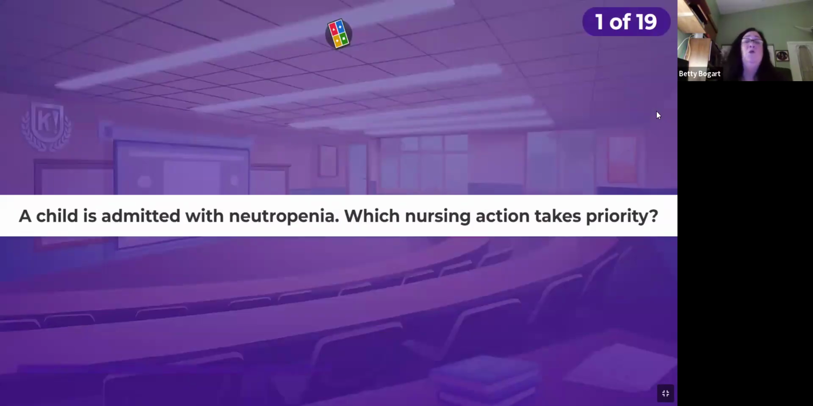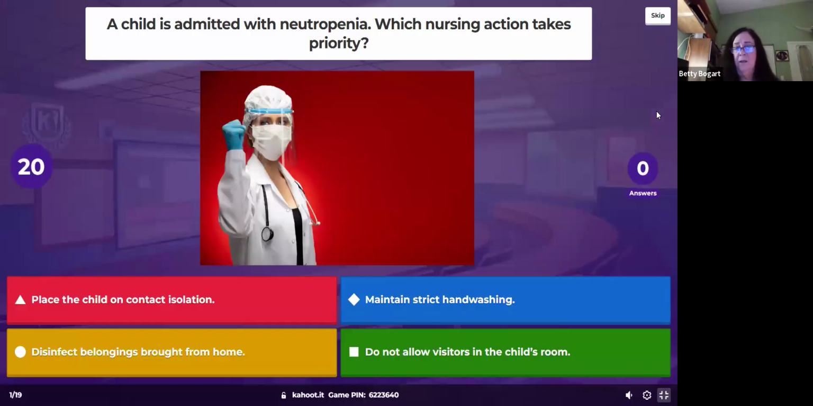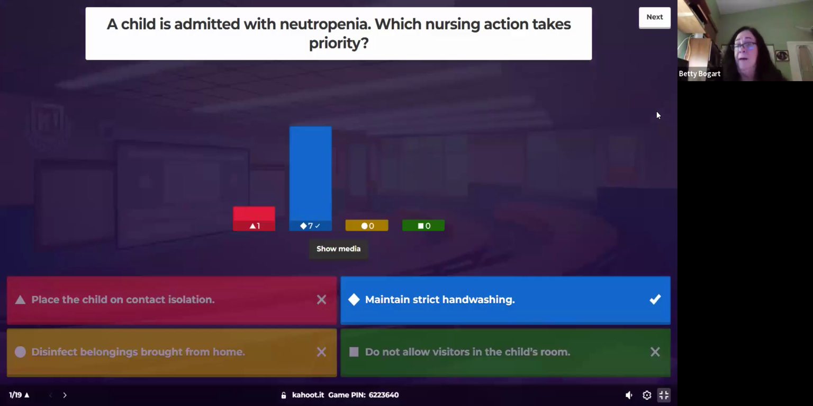A child is admitted with neutropenia. What nursing action takes priority? Again, what's neutropenia? Sometimes it's just knowing what the term is, and you can figure out these answers. And it's all about hand washing.